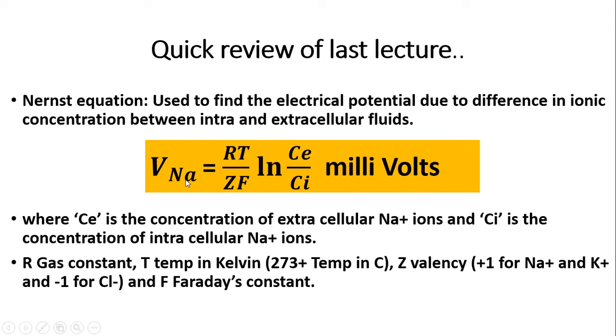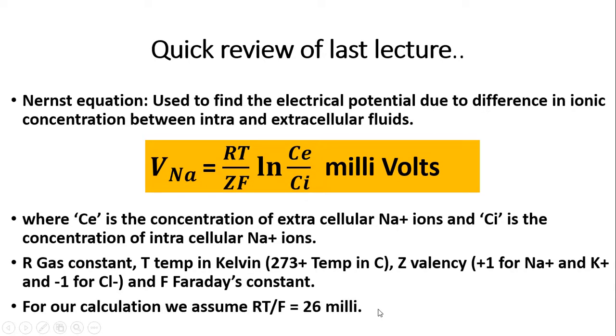Similarly, we can also calculate Vk and Vcl. Accordingly, we just substitute the corresponding values of Ce and Ci for potassium and chloride respectively. And if you substitute the values of all the constants in RT over F, then for a temperature of 27 degrees centigrade, the value will be equivalent to 26 millivolts. So in most of our calculations, we are considering 26 millivolts.